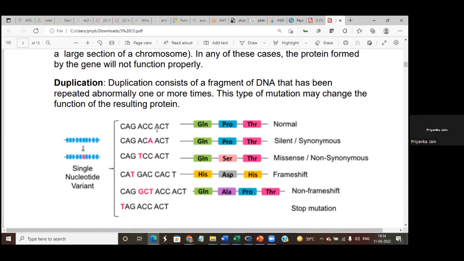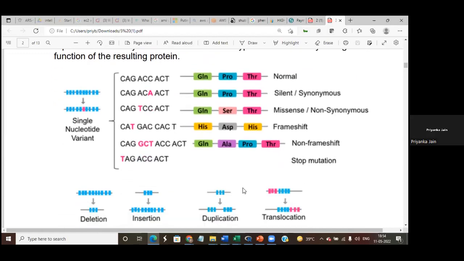Now we can revise what we have read. The normal state is the sequence encoding the proteins proline, threonine. This was the normal state and the sequence was this. Once the C got changed to A, there was a silent mutation, silent because the protein encoded was the same as the normal state. Then a mutation occurred where A changed to T, and this protein got changed to serine. So this was a missense, that is, a change in the protein sequence.